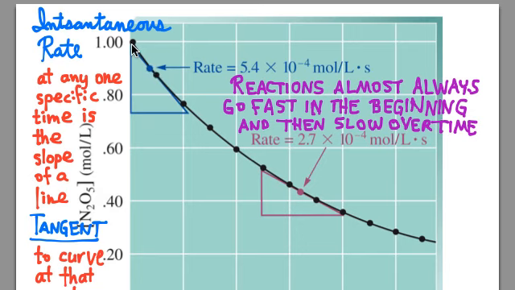So the slope's pretty steep up here, and then less, and then less, and then less, and then less, and then less. Eventually, the slope almost goes to zero because the reaction goes to completion and no more reactant goes away.